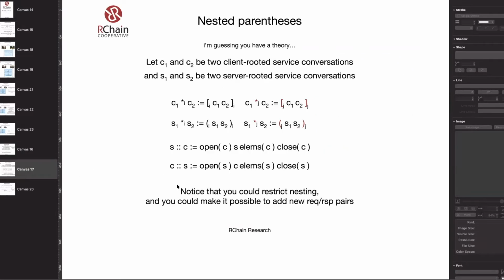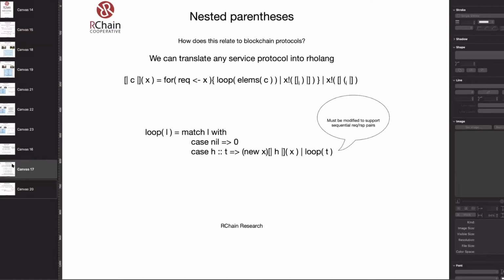All right. Now notice that you could restrict nesting so that not every flavor of client conversation is nestable under every flavor of service conversation. So that's one form of control that you could add to this algebra. And you could also make it possible to add new request response pairs. So that's another way that you could extend this theory. So the cons. Go ahead.